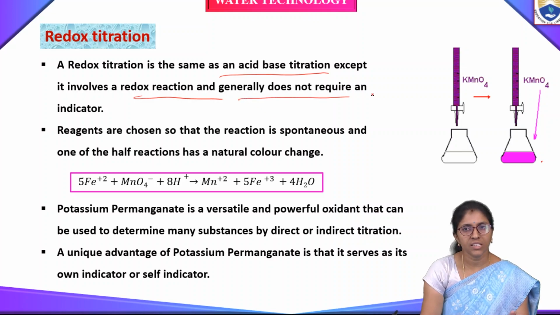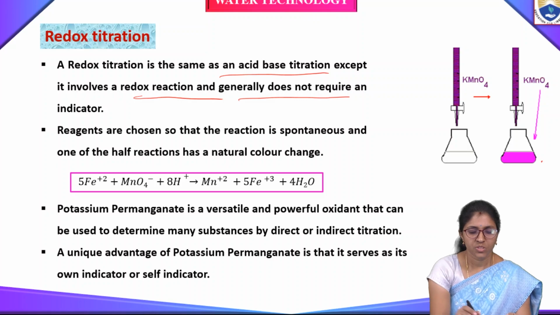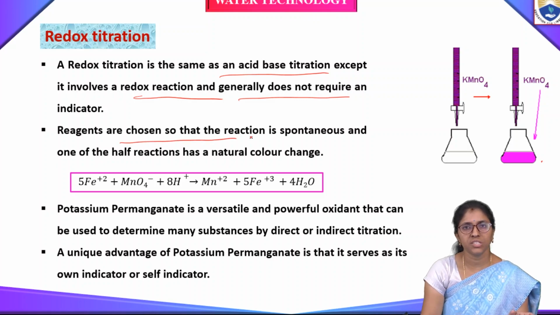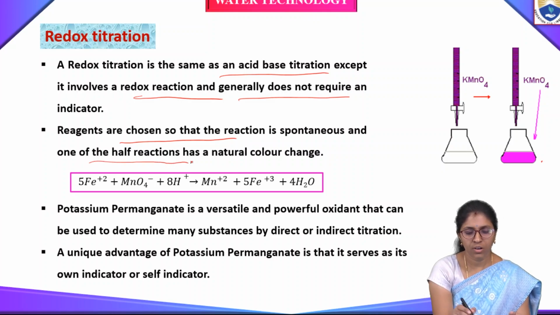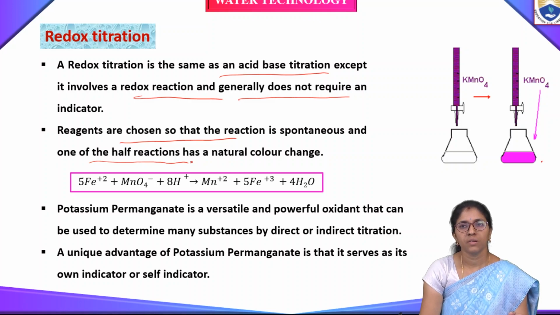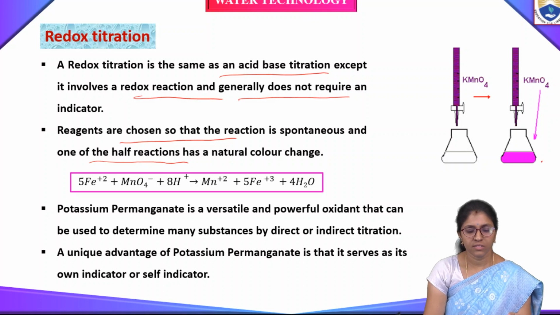This generally does not require an indicator. The reagents used in redox titrations are chosen so that the reaction is spontaneous and one of the half reactions has a natural color change.